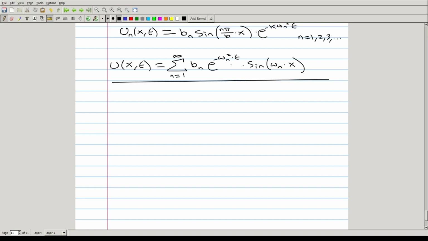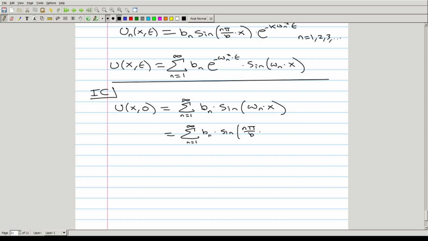So the only thing that we have left to do here is to satisfy our general initial condition. And sure enough, we have a distinct way of going through and satisfying our initial condition. The initial condition here is u at x, comma, 0 equals the summation from n equals 1 to infinity of bn times e to the 0, which is 1, times sine of omega n times x, or, if you will, the summation from n equals 1 to infinity of bn times sine of n pi over b times x.